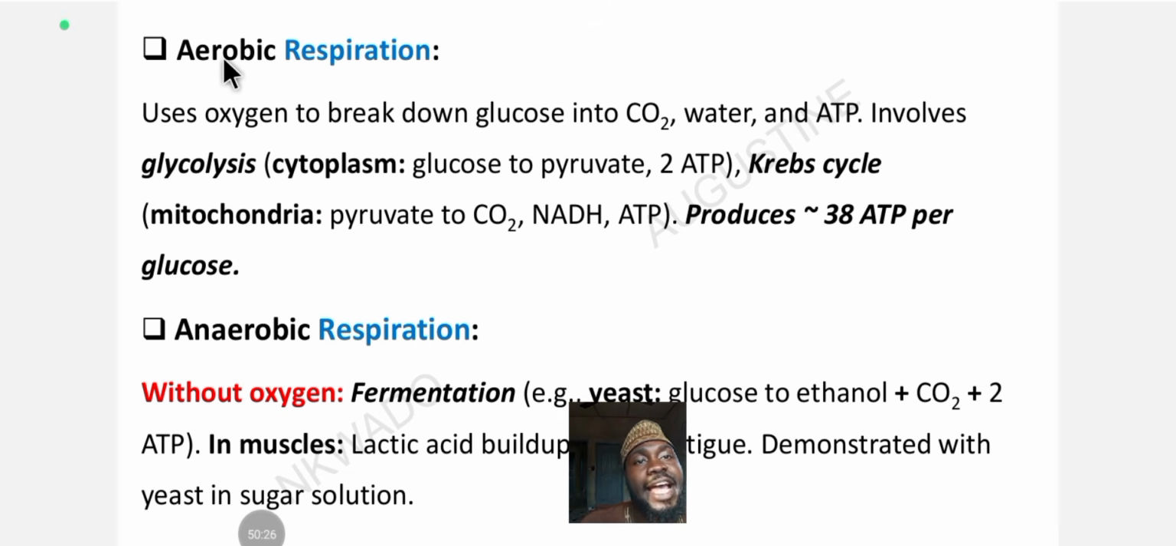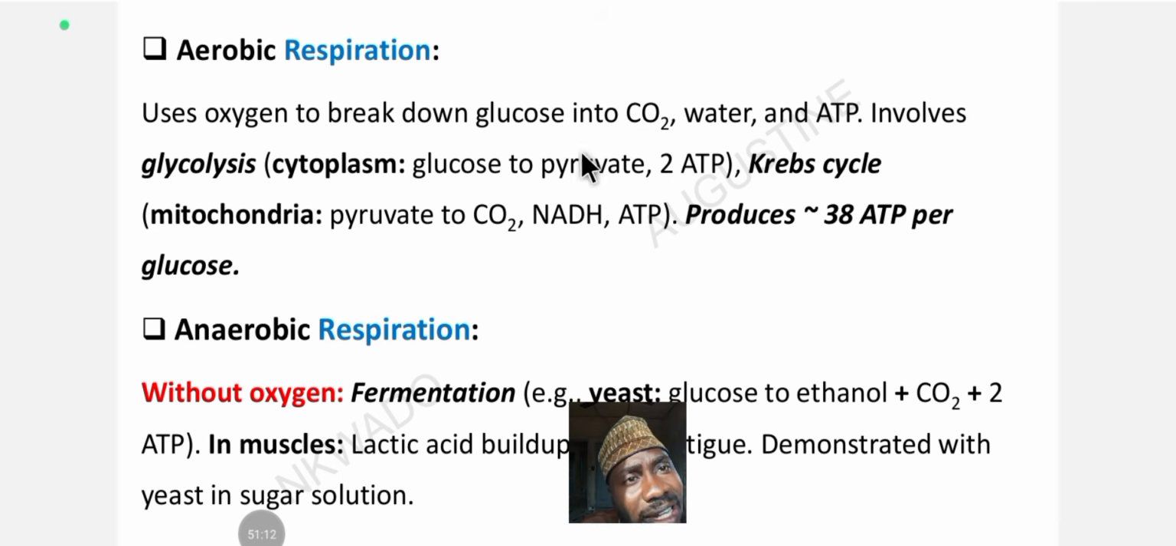And let's look at aerobic respiration. Like we discussed earlier, aerobic respiration requires oxygen. It uses oxygen to break down glucose into carbon dioxide, water, and ATP. ATP is the energy formed. It involves glycolysis. What is glycolysis? The breakdown of glycogen. In the cytoplasm, that's where it occurs. Glucose is converted to pyruvate and to ATP, which is adenosine triphosphate, the energy.